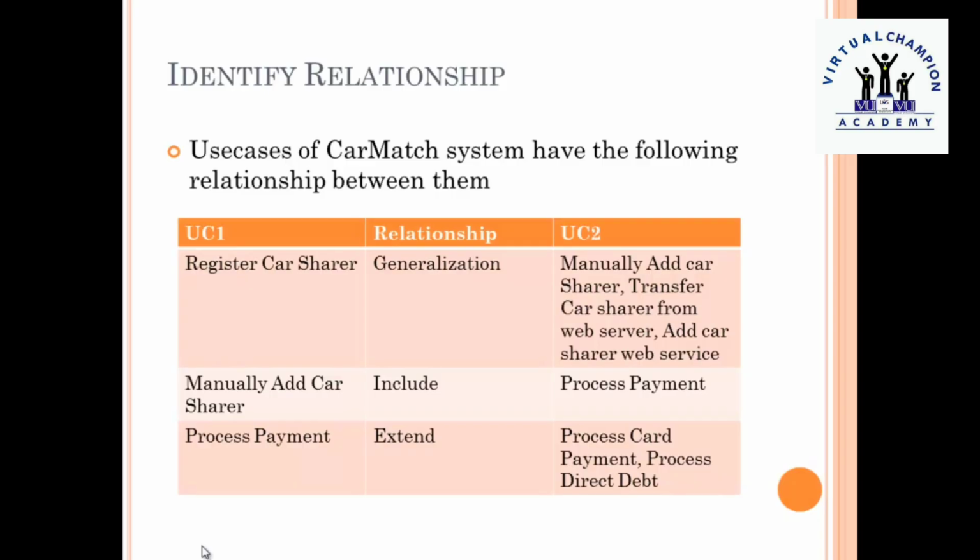Till now we have studied use cases, actors and goals. Next, an important step is finding the relationship between the use cases. The identified relationships between the use cases of the car match system are as follows. Use case 1, register car sharer, will have a generalization relationship with manually add car sharer, transfer car sharer from the web server, and add car sharer from the web server.